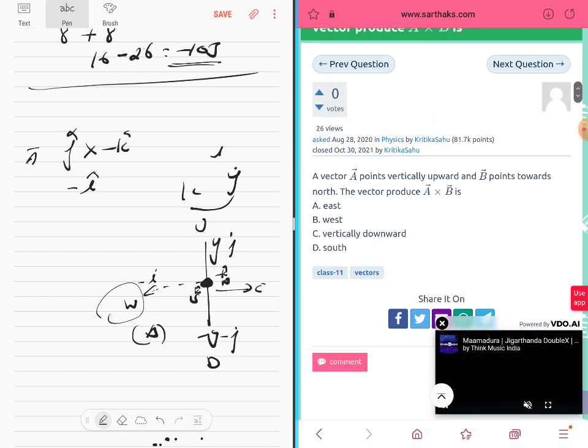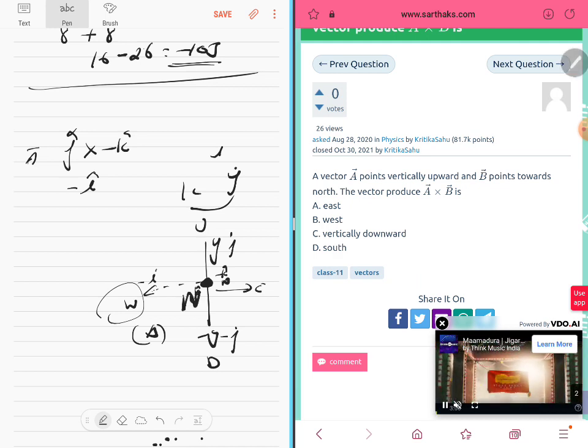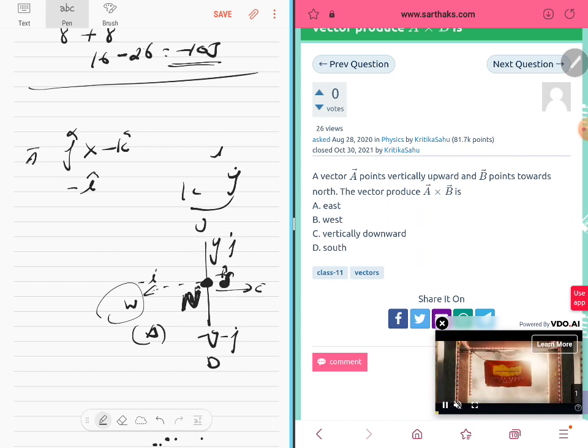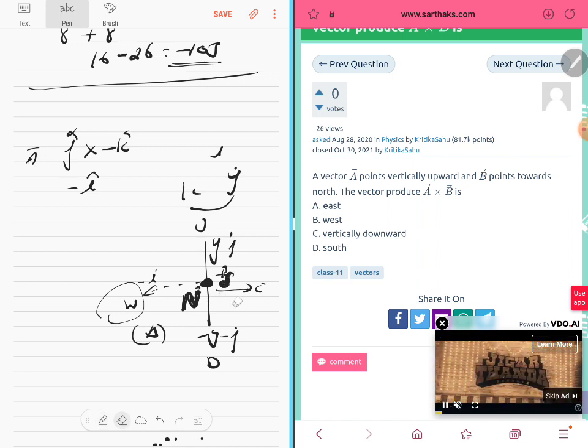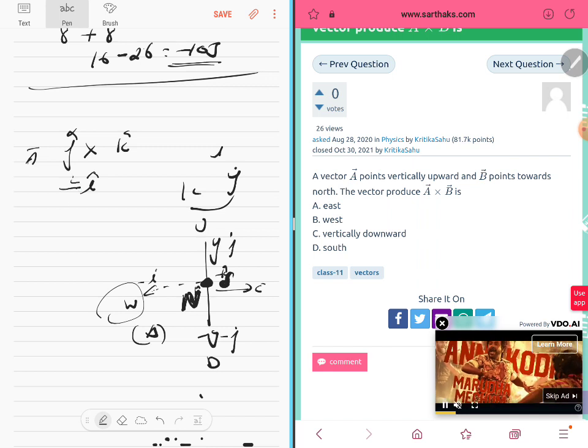Let's see how it is possible. Vector A is pointing vertically upward. I think he is taking north as outer and south as inner. That shouldn't matter at all, no? Okay, so if you assume it like this, it's pointing towards the north, which is K. So in that case it will be K, and J cross K is just positive I.